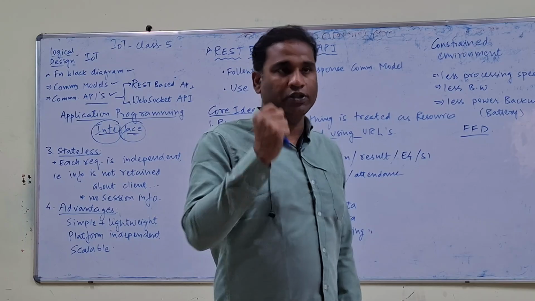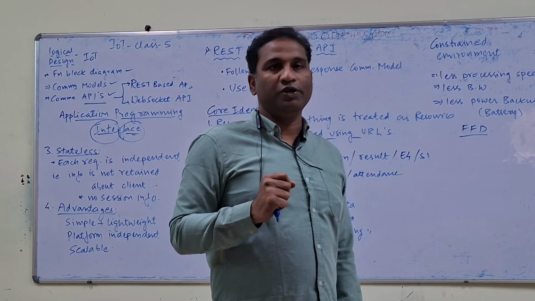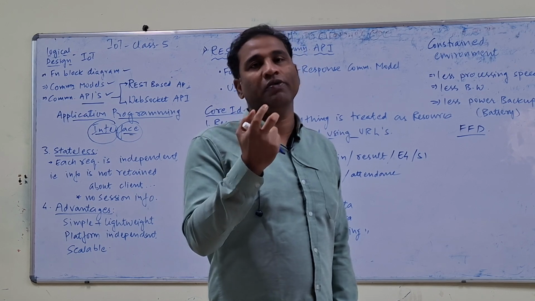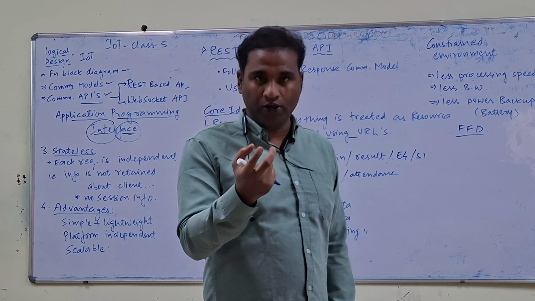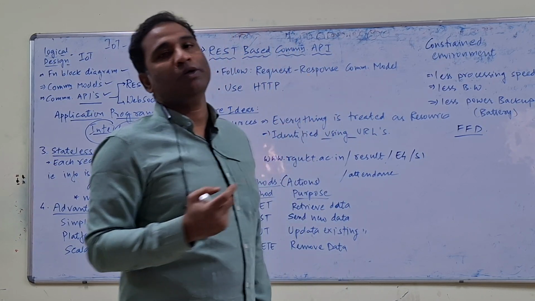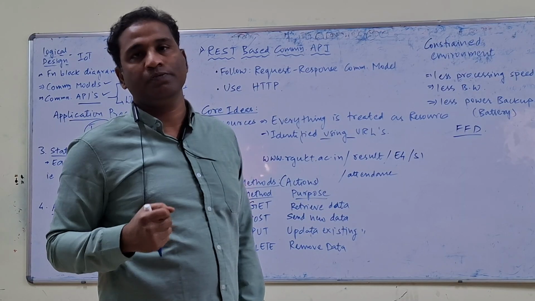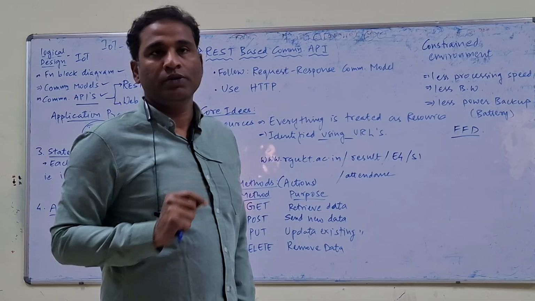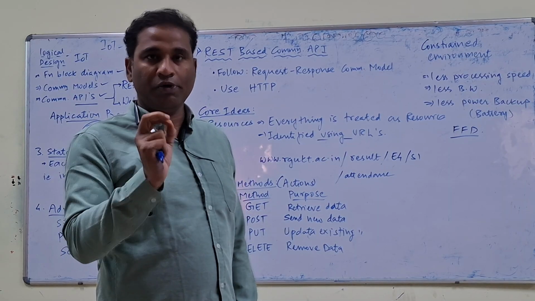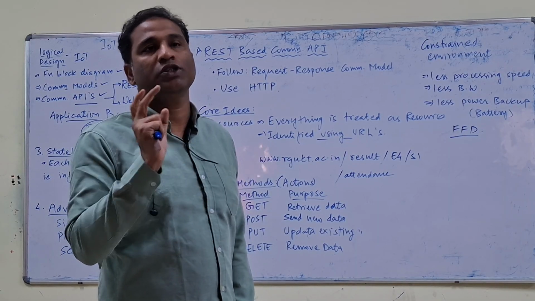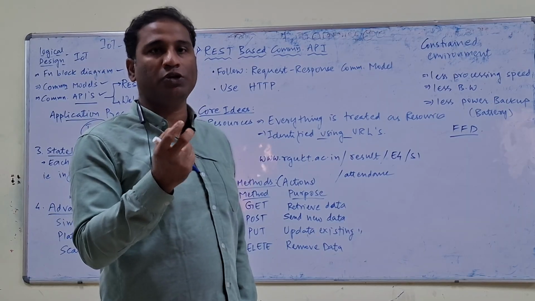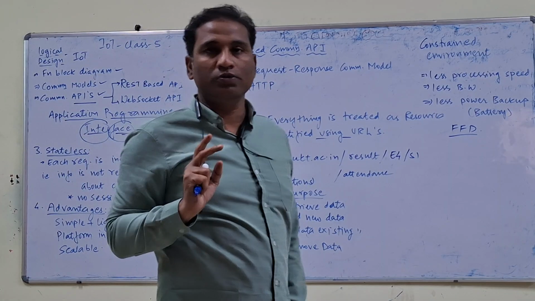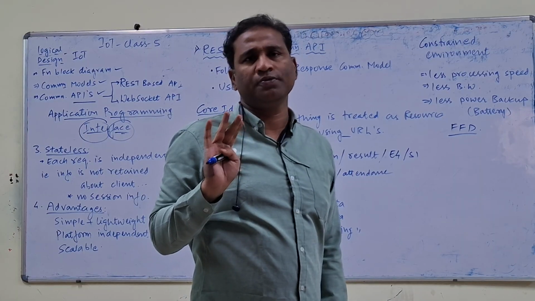When the battery power is limited, in order to use the battery backup wisely, what do I have to do? I have to use less processing speed. I will use a processor with less computing power, a minimal computing processor. What does the processor do? It just fetches the sensor data, collects the sensor data and puts it on the cloud. That much work is enough.